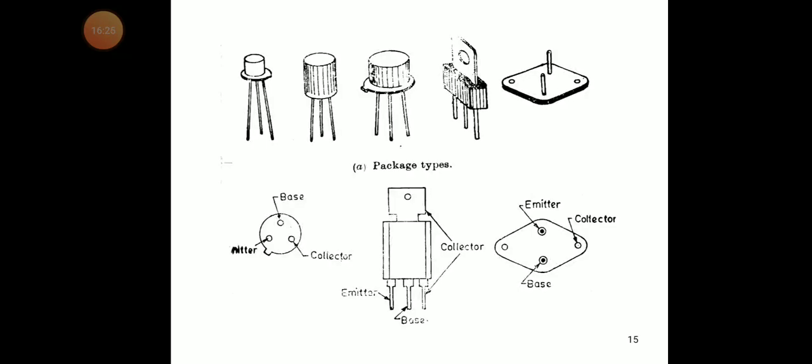From the notch, going clockwise or anti-clockwise, we can identify the emitter, base and collector. The notch means some metal comes outside. So from the notch, it is emitter, base, collector in the clockwise direction. If you go anti-clockwise, it is collector, base, emitter.